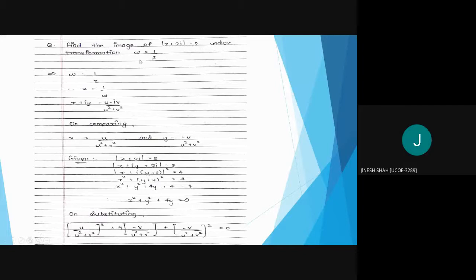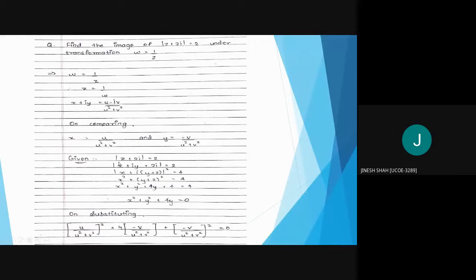So the next example is: find the image of |z + 2i| = 2 under the transformation w = 1/z. So the solution for this is w = 1/z, and therefore z = 1/w. As we know that z = x + iy and w = u + iv, as we saw in the previously solved example, after rationalizing we get x + iy = (u − iv)/(u²+v²). On comparing real and imaginary parts, we get x = u/(u²+v²) and y = −v/(u²+v²).